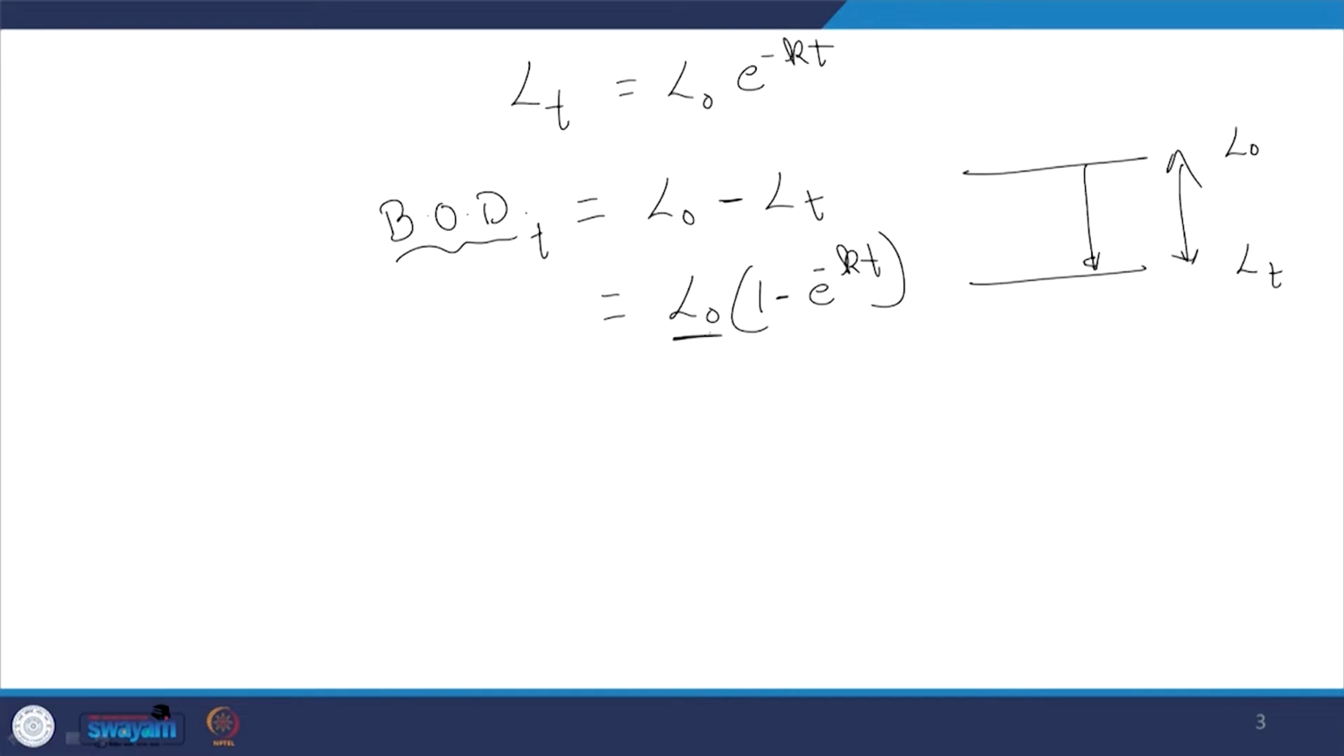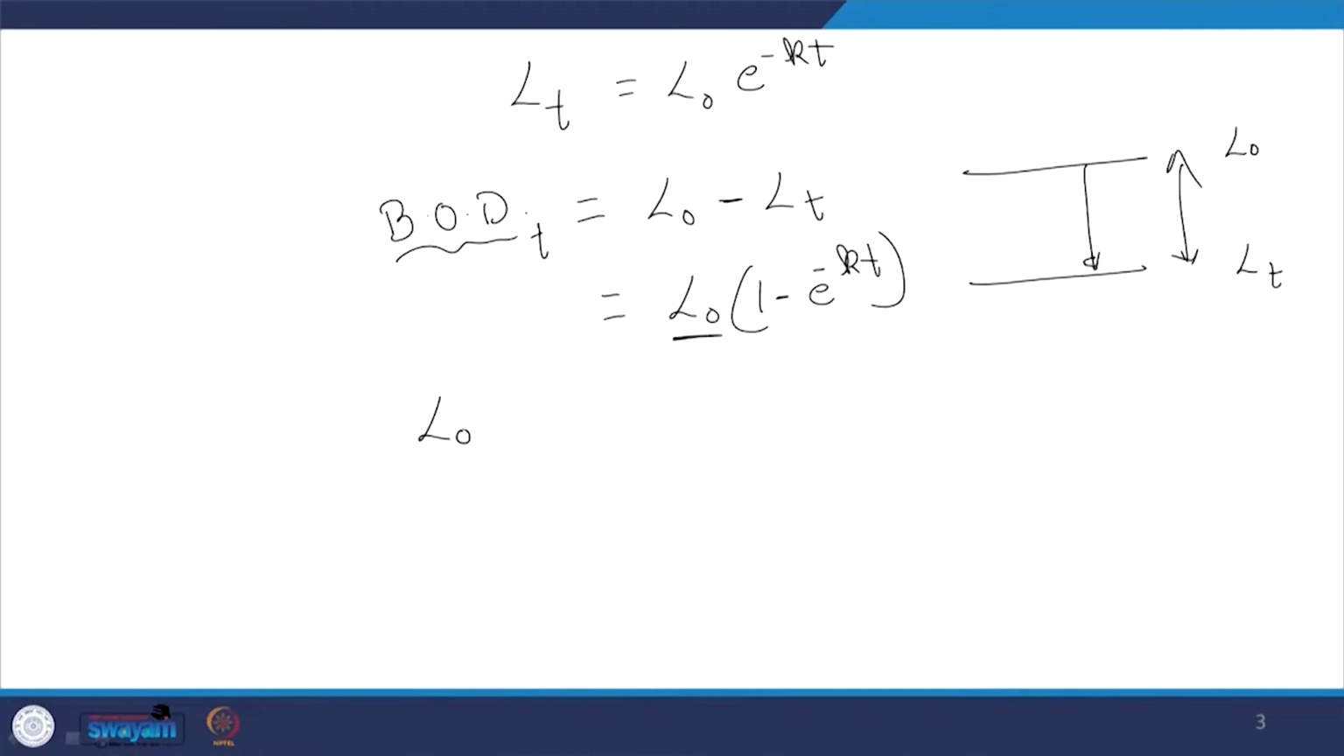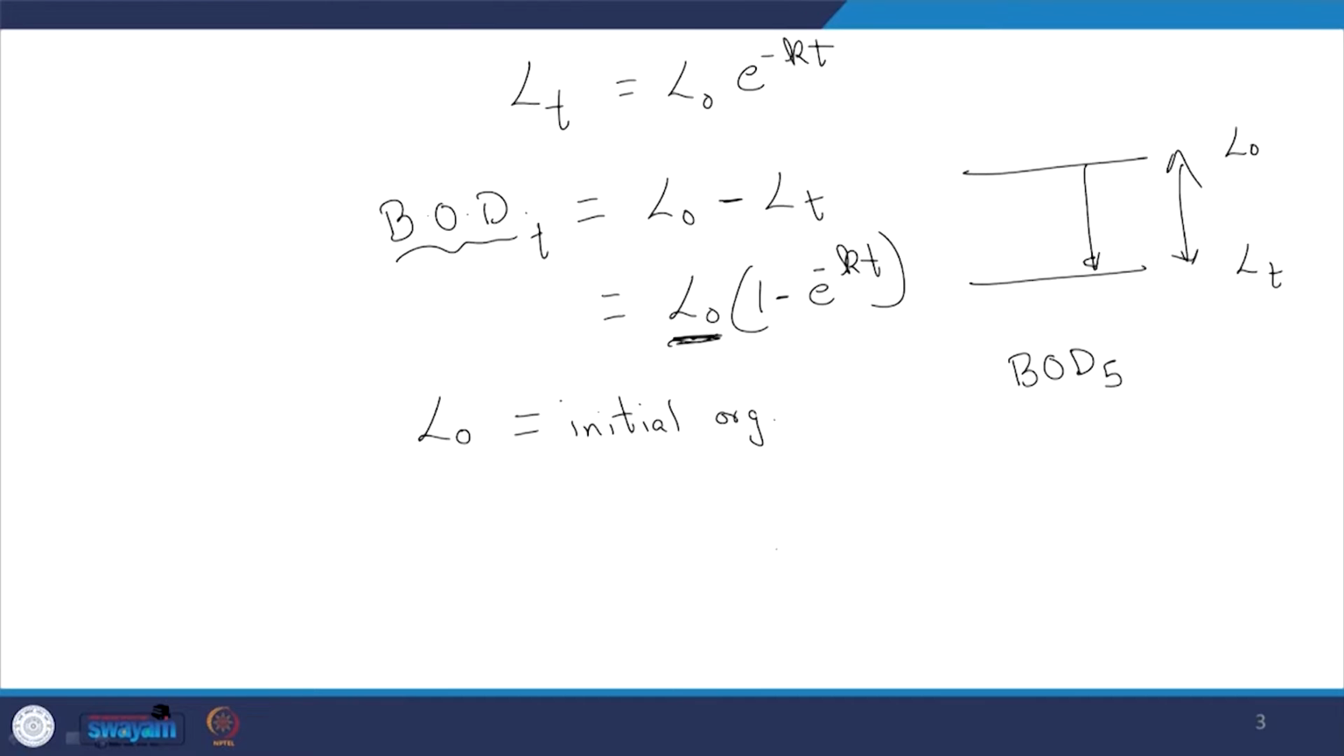So, there are two aspects to keep in mind. L naught is the initial organic content. But how do I measure L naught? Typically I am only measuring BOD 5, or after 5 days. But as you know, within 5 days not all the organic content is going to be consumed, but I want to be able to measure all the organic content, or the ultimate BOD. Why do I say ultimate? Because we increase the time to a sufficiently large value, BOD ultimate.